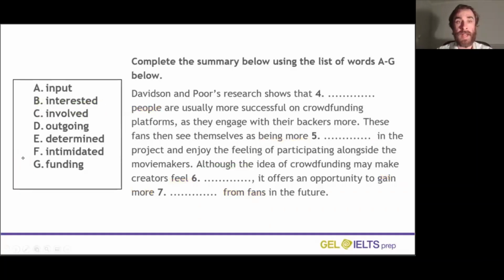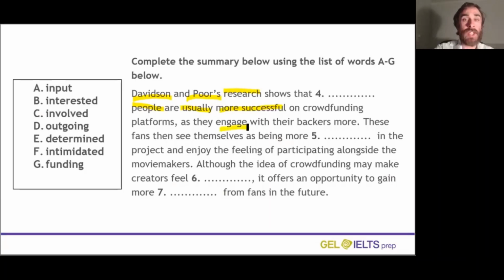Let's underline those keywords now. Davidson and Paul. These are proper nouns. They're the names of people. You should always underline these because it will help you find their names in the text. We're talking about their research, and it shows that a certain type of people are usually more successful on crowdfunding platforms. We know that this text is about crowdfunding from class 1, so we don't need to underline that because it will be everywhere in the text. But something about being more successful, and the adverb usually is always good because when we have an adverb of frequency, there is often a synonym in the text.